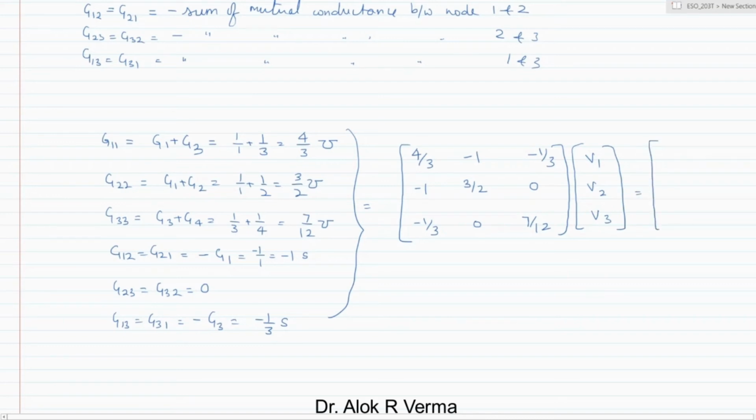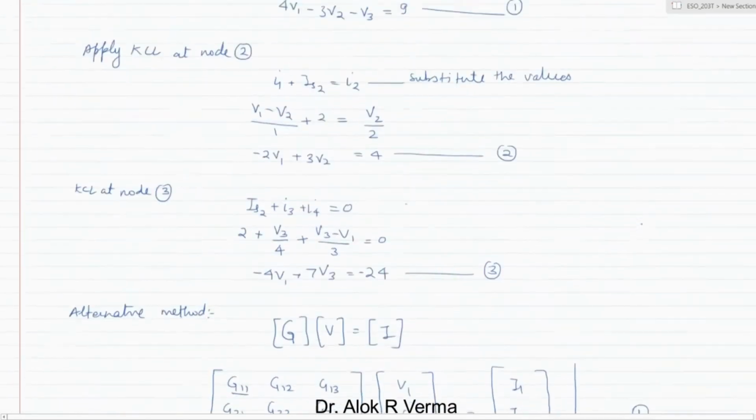Now what is this? The source current, right? So what is the source current at node 1, which is IS1, which is 3 ampere. At node 2 the incoming current is 2 ampere. At node 3 the source current is leaving at 2. So this term we'll see, the source which is connected to node 3.